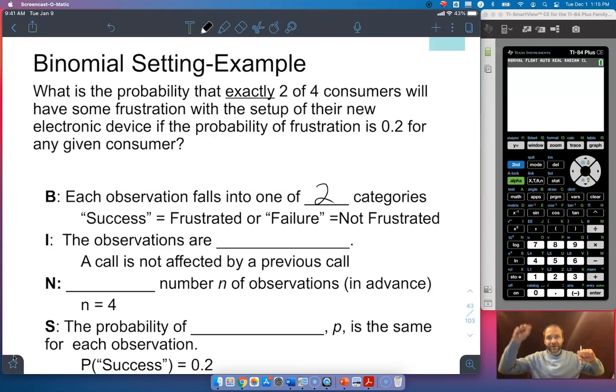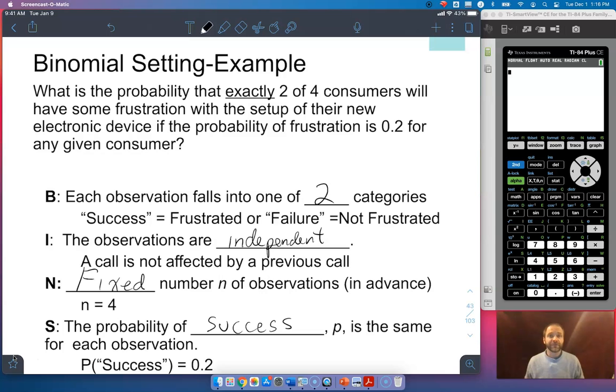So there are 2 outcomes, frustration and not frustration. Therefore it's binary. And the observations are independent of each other. One consumer's frustration is not going to be affected by another consumer's frustration. We have a fixed number of trials: 2 out of 4 customers, so 4 is our fixed number of trials. And for S, the probability of success is the probability of being frustrated, which is 0.2, the same in every observation.